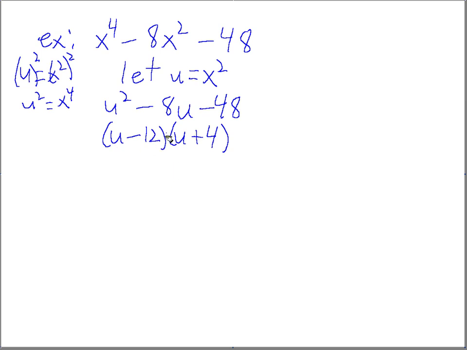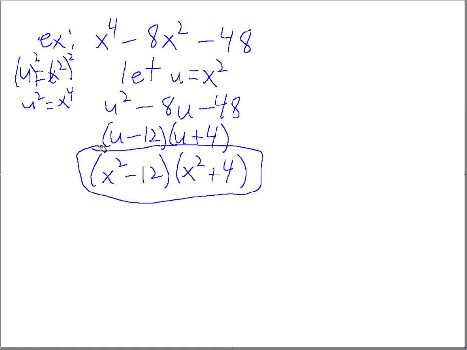Now, again, that's not the final answer, because the original problem is in terms of x. So I need to rewrite this answer in terms of x. But what's u here? u is simply x squared. Just plug the x squared back in for u. So the final answer will be x squared minus 12 times x squared plus 4. Can we see that? This is the solution we're looking for in terms of the factoring.